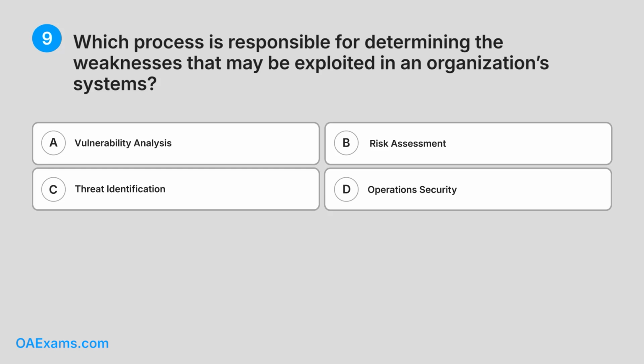9. Which process is responsible for determining the weaknesses that may be exploited in an organization's systems? A. Vulnerability analysis. B. Risk assessment. C. Threat identification. D. Operations security. Do you know the answer?